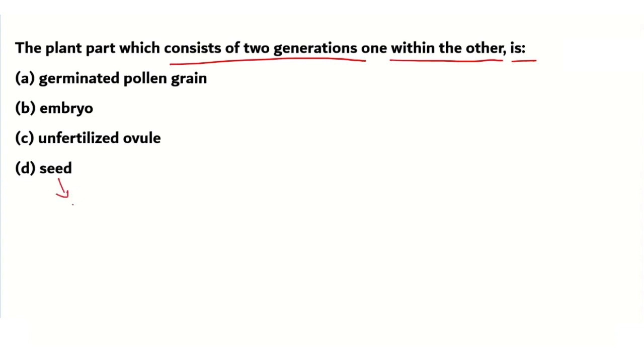So option D, seed, is incorrect, as it only contains the next generation. It basically consists of the seed coat and then the embryo that's present within it, which belongs to the next generation. So option D is incorrect.